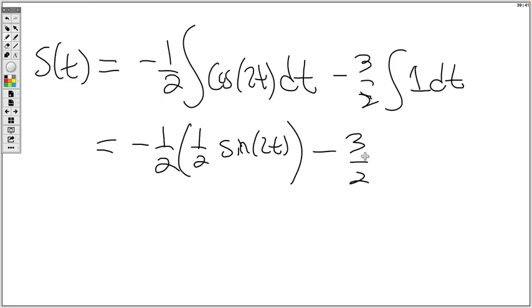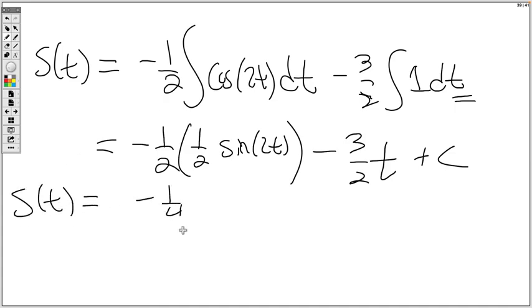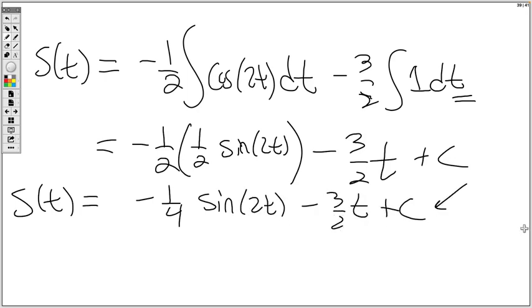Just t, correct, good. Common mistake is to put an x in there, but I'm not integrating with respect to x, I'm integrating functions of what? T, okay? So here's a family of position functions. Once again, I've picked up that constant c. I got to figure out what that c is.